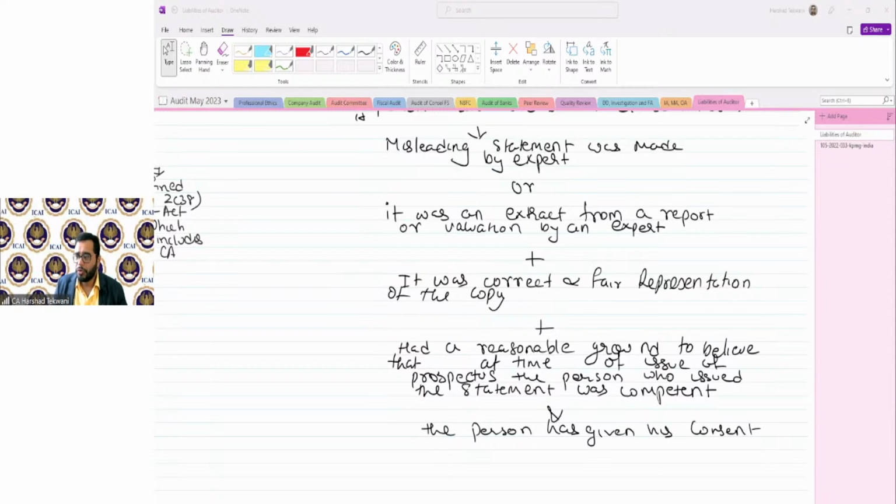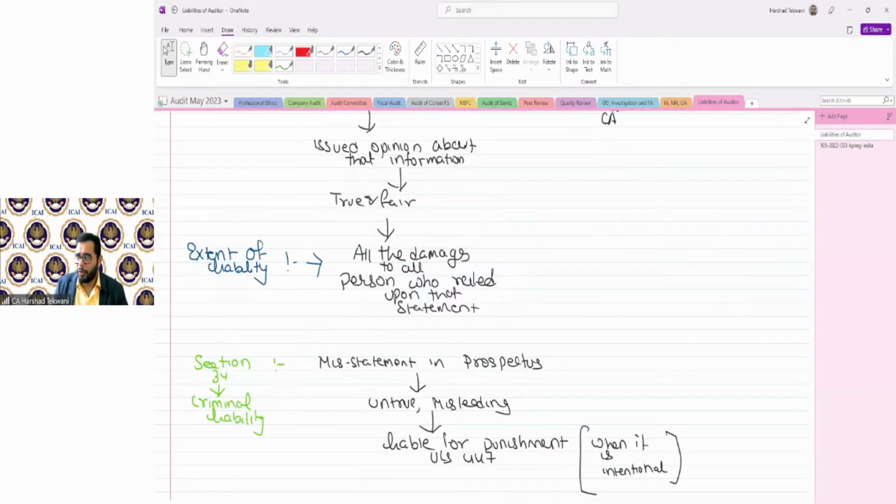Okay. So that was section 35, where we were discussing the civil liabilities. Now there is a section 34. In the same way we discussed section 35, there is section 34 of the Companies Act. Section 35 imposes the civil liability, section 34 imposes the criminal liability.